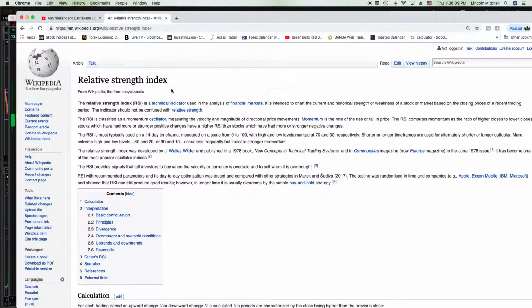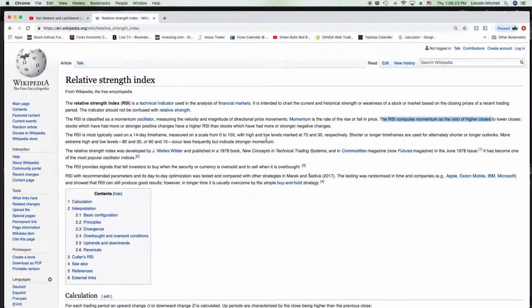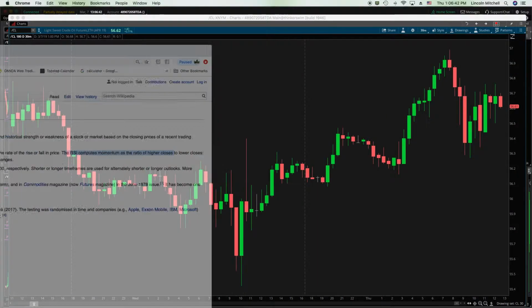That's very important because we're going to skip around here. We're going to jump down here. I want y'all to understand that the RSI computes momentum as the ratio of higher closes to lower closes. Stocks which have more or stronger positive changes have a higher RSI than stocks that have more or stronger negative changes. Okay, now let's get to one more. The RSI is typically used on a 14-day period. All right, let's break it down.